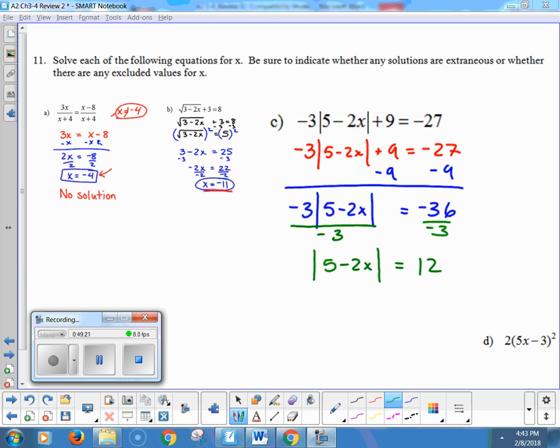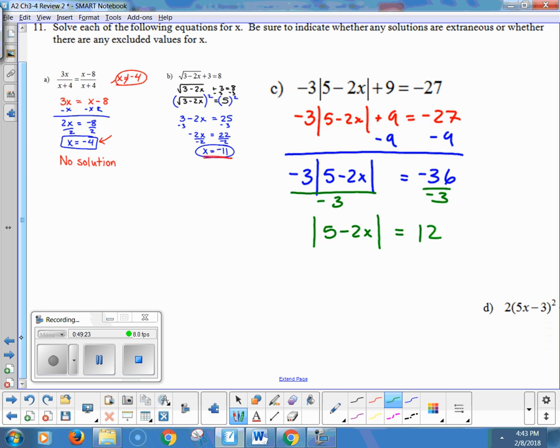And now we can solve this thing. We could say, okay, what this means is that either 5 minus 2x must be 12, or 5 minus 2x must be negative 12. And we can solve these separately. Subtract 5 from each side. Negative 2x has to equal 7.